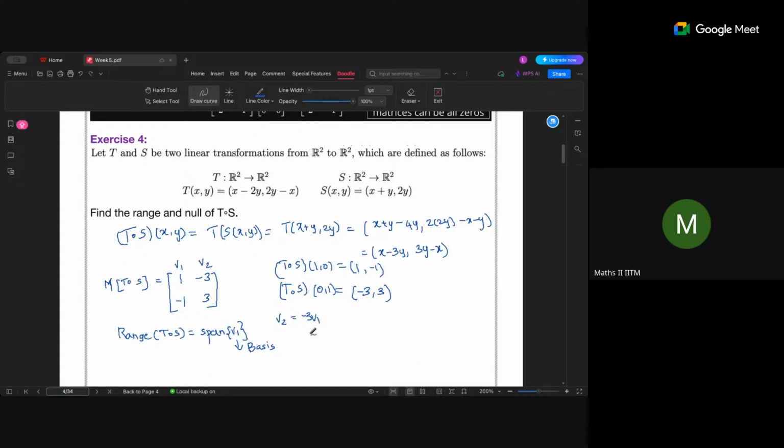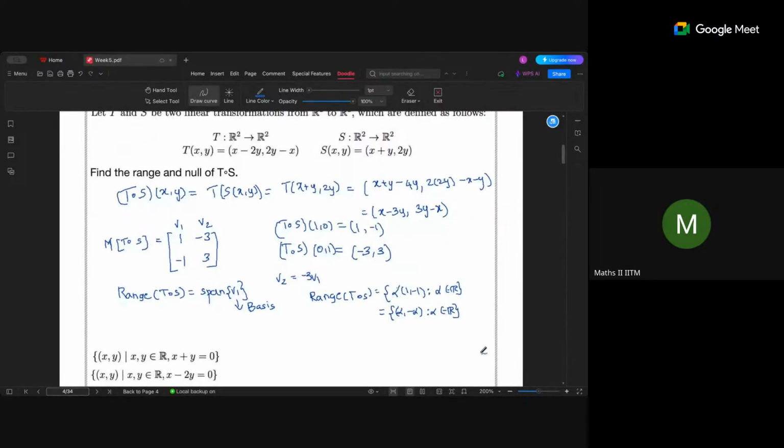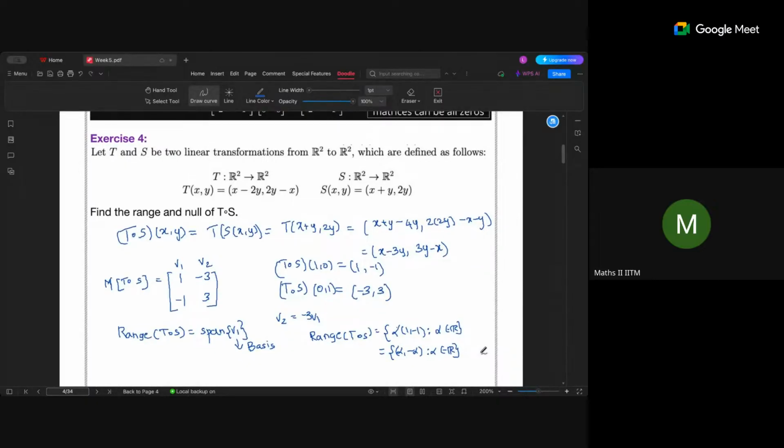If you want to write it in set notation, this is the span of V1, which is alpha times (1, minus 1), alpha in R, so which is (alpha, minus alpha). What does this set represent in R2? Can anyone tell? And this is a line. Okay, good.